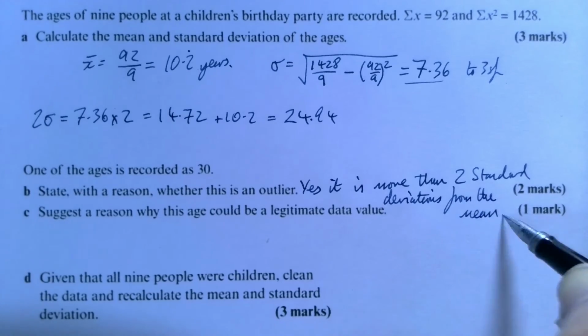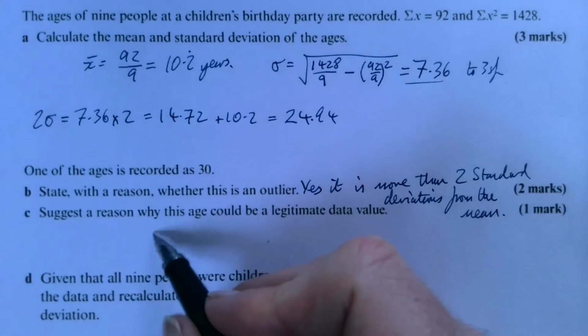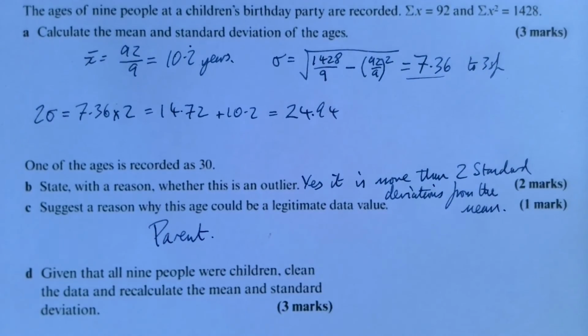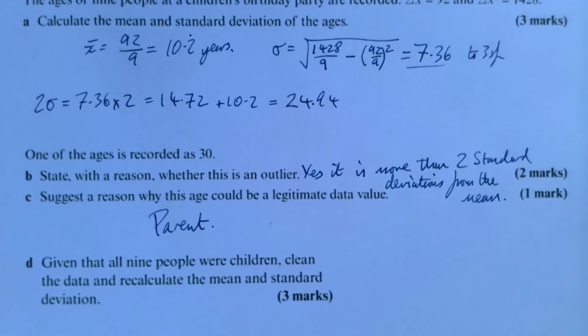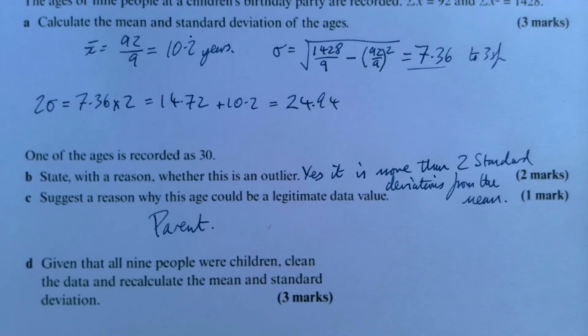Right. A reason why it could be a legitimate data value. You could say an adult supervising the party. You could just say it could be a parent. Now, given that we know all 9 people were children, it says clean the data. We've not talked about that before, but hopefully you may have been able to have a guess. What it means is, that 30-year-old can't be a child. That number must be wrong.